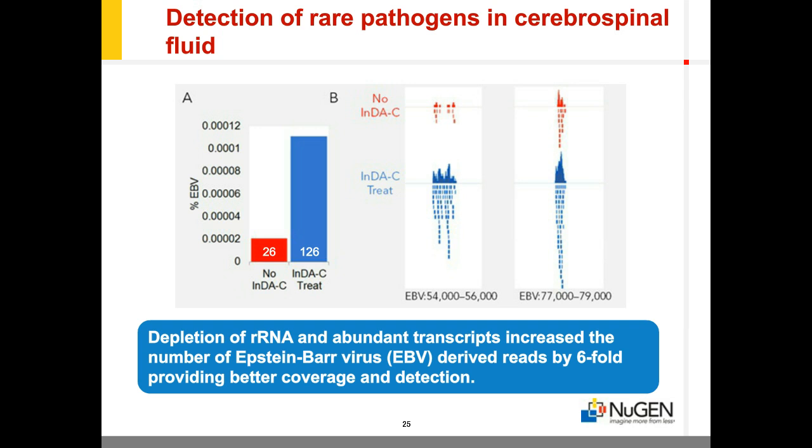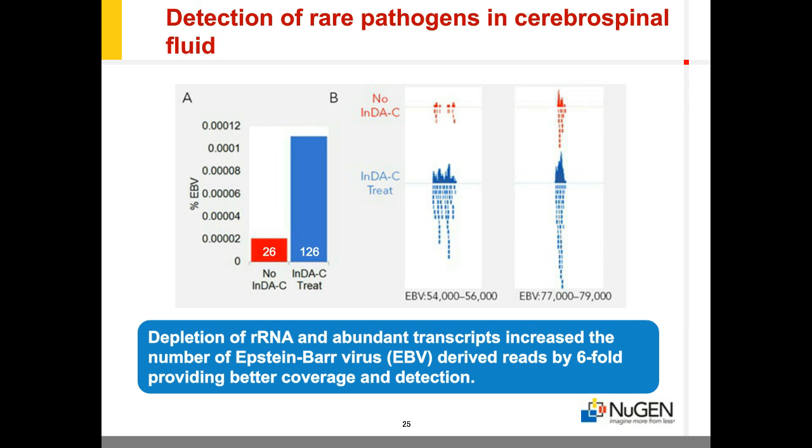We used previous RNA-Seq data to identify highly abundant transcripts. Depletion of these transcripts, along with ribosomal RNA and mitochondrial RNA, increased the number of Epstein-Barr virus transcripts detected by approximately 6-fold, providing better coverage and detection of the pathogen.